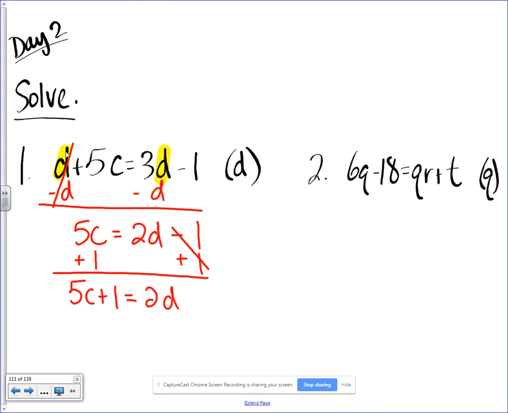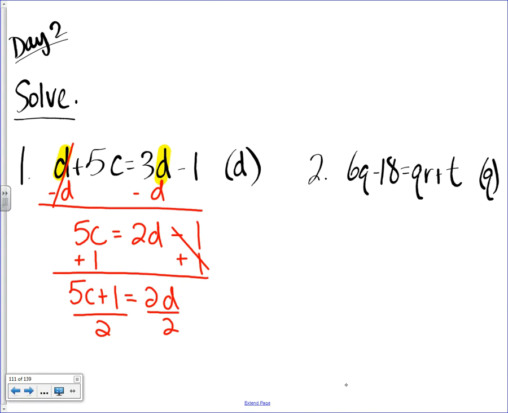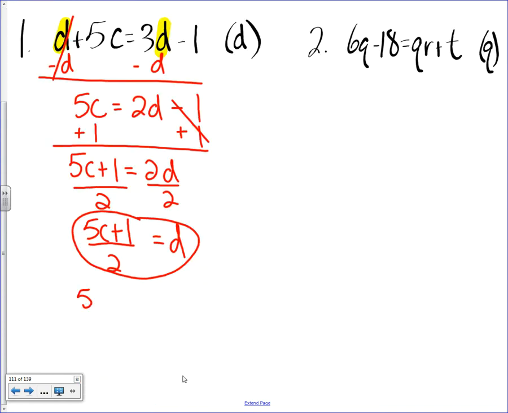Now if I'd like to isolate that d, I'm going to divide by 2. Please notice that 5 and 1 do not divide by 2. So you can leave your answer as 5c plus 1 all over 2, or you could split that into 2 little fractions, meaning I could have 5c over 2 plus 1 over 2 is equal to d. Either one of those answers would be acceptable.